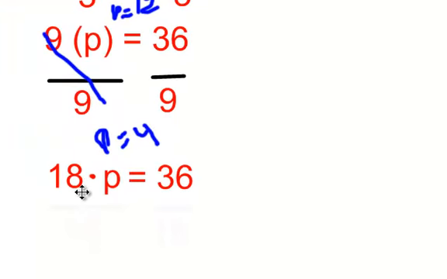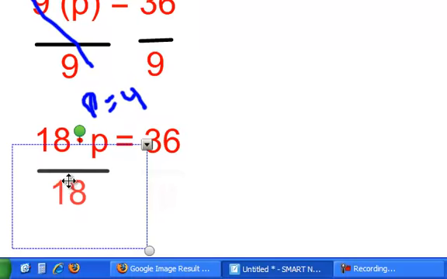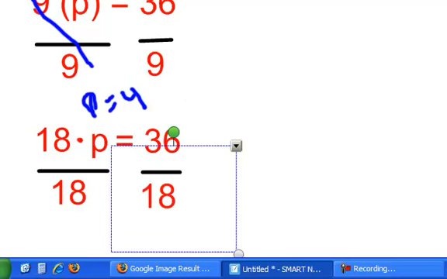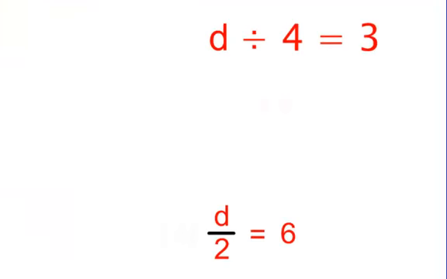Okay, I'm going to be real silent. You're going to tell me what you're going to do. I have 18 times p. What am I going to do? Boom! Divide by 18. And to the other side, what am I going to do? Boom! Divide by 18. Those 18s are going to do what? They're going to undo each other. They're inverses, so that's what happens. P equals 36 divided by 18. P equals 2.